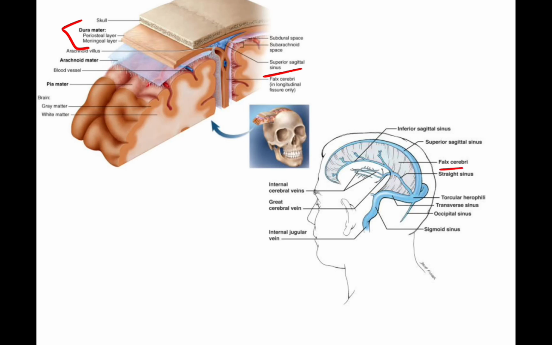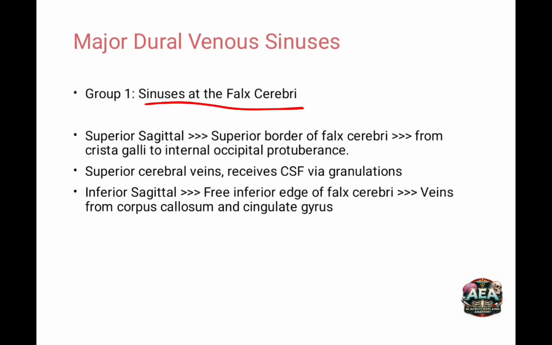Above the falx cerebri we have the superior sagittal sinus, and at the free lower edge we have the inferior sagittal sinus. The superior sagittal sinus is located at the superior border of the falx cerebri, and it extends from the crista galli anteriorly to the internal occipital protuberance posteriorly. We also have the superior cerebral veins that drain into it, and it receives cerebrospinal fluid through the granulations.